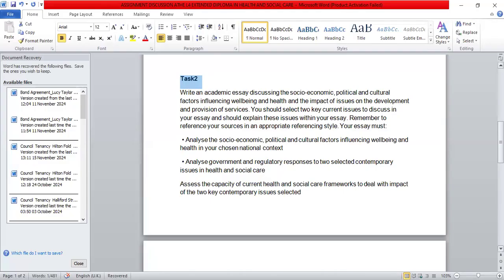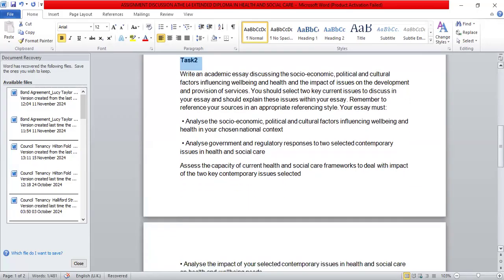What type of reference do we use for our assignment? The Harvard referencing. Yes. We have other reference styles, but we have to make sure that we stick to the Harvard reference, okay? And your font size should always be 12.